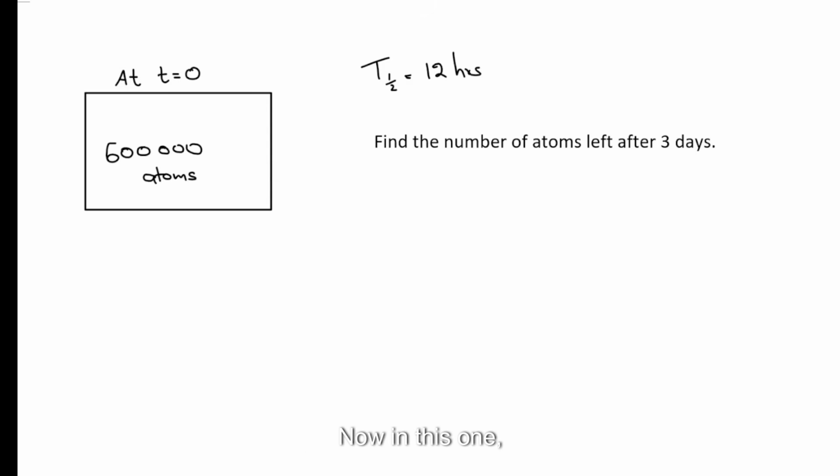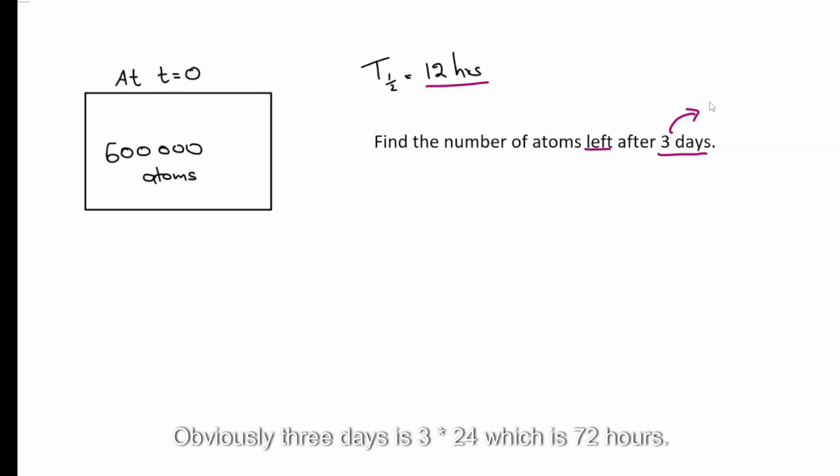Now in this one, the initial number of atoms is 600,000 and the half-life is 12 hours. Find the number of atoms left after 3 days. Now this is in hours, this is in days. Obviously 3 days is 3 times 24, which is 72 hours.